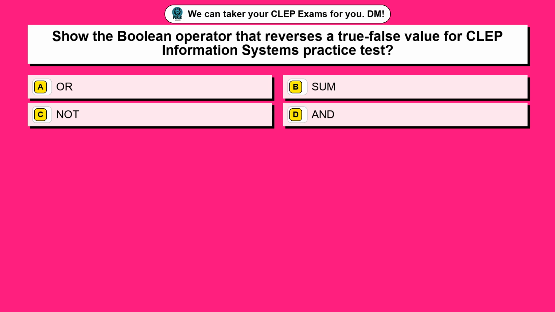Question 83. Show the Boolean operator that reverses a true-false value for CLEP Information Systems practice test. Option A. Or. Option B. Some. Option C. Not. Option D. And. The correct answer is option C, not.